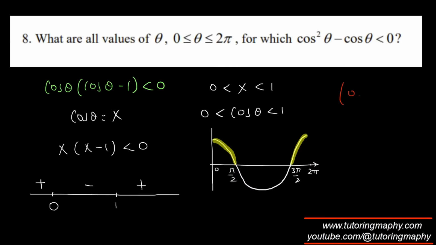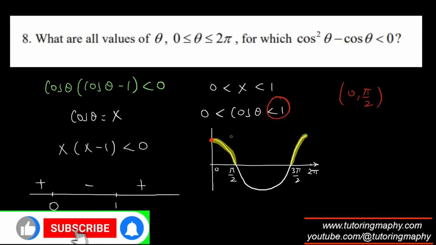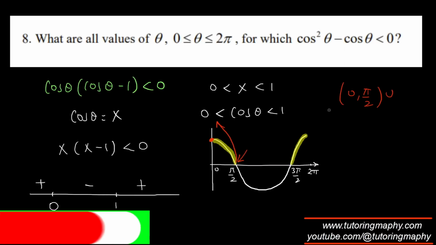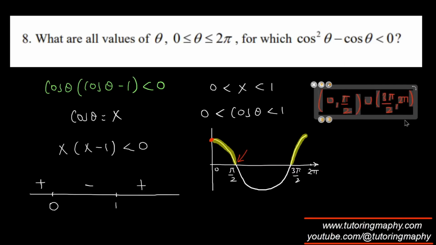open interval 0 to pi over 2. Why open? Because at 0 it is 1, but 1 is not allowed. So 0 to pi over 2 union. And why is pi over 2 not allowed? Because it is 0 and 0 is also not allowed. Union 3 pi over 2 to 2 pi. So that's going to be our final answer for this.